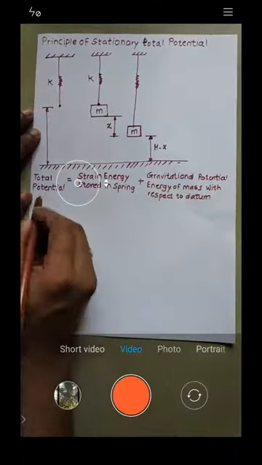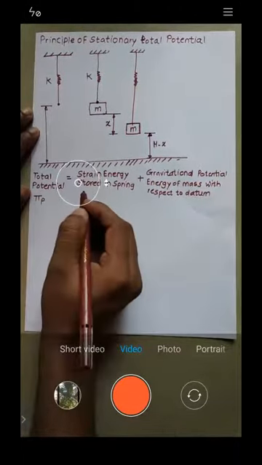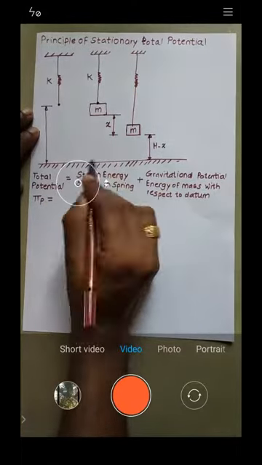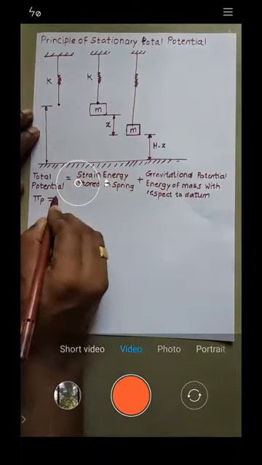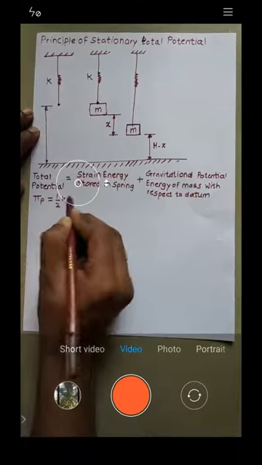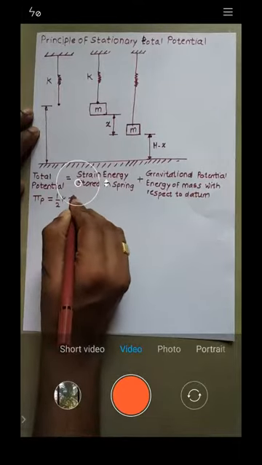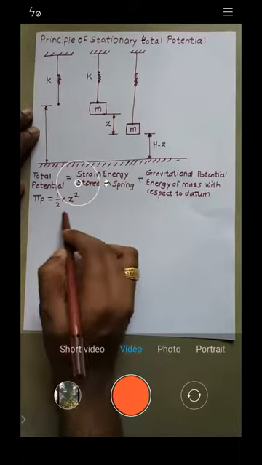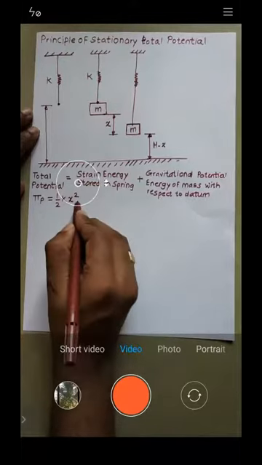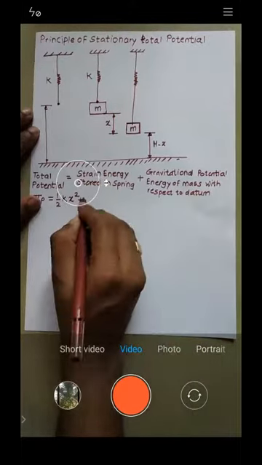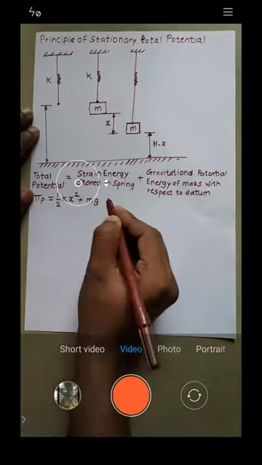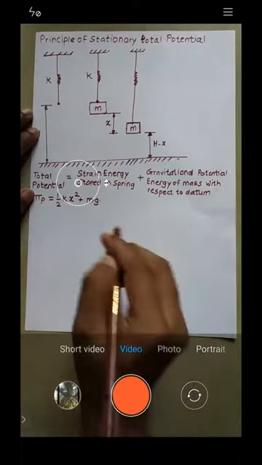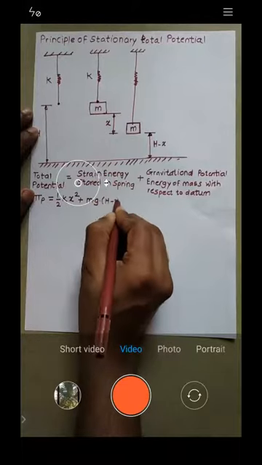I will indicate this total potential as pi p. So pi p is given by, first I need to calculate the strain energy stored in the spring. It is given by half into the stiffness of the spring into the square of the displacement, half k x square. Plus the gravitational potential energy, which is m into g into the distance from the ground. The distance from the ground is h minus x.